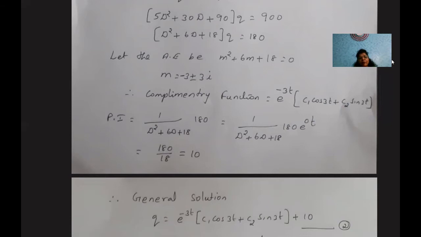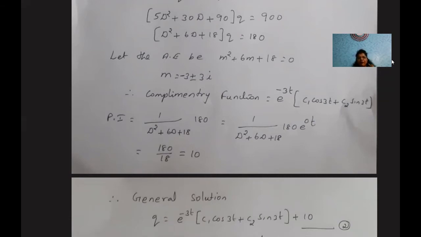What type of roots are these? It is a complex root. This is of the form alpha plus or minus i beta, which is a complex root. If the roots are complex, how do we write the complementary function? That is e power alpha x into c1 cos beta x plus c2 sin beta x.